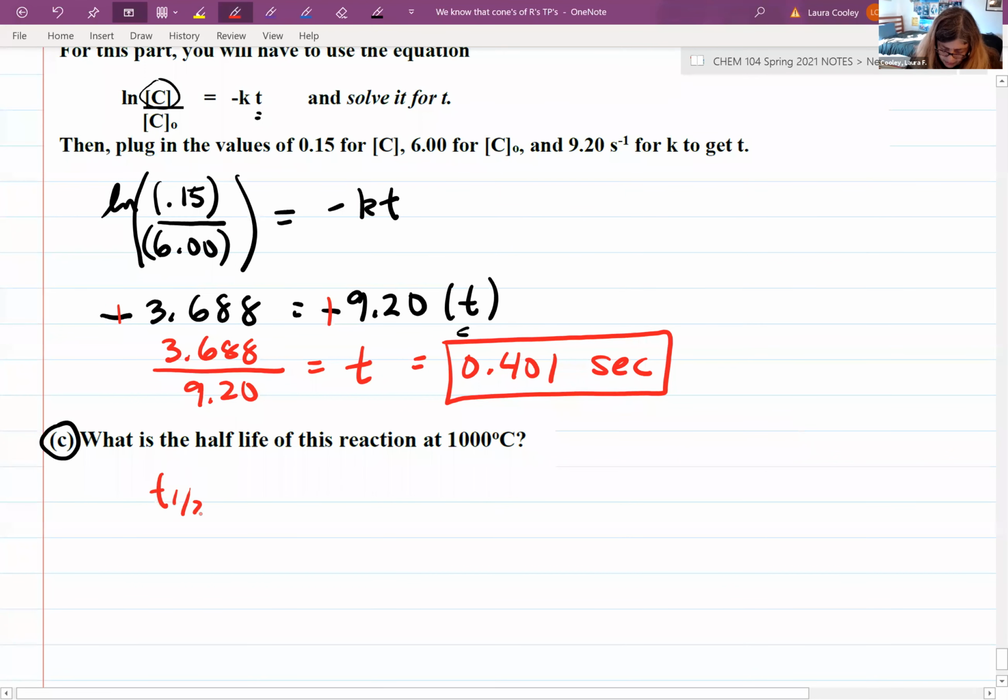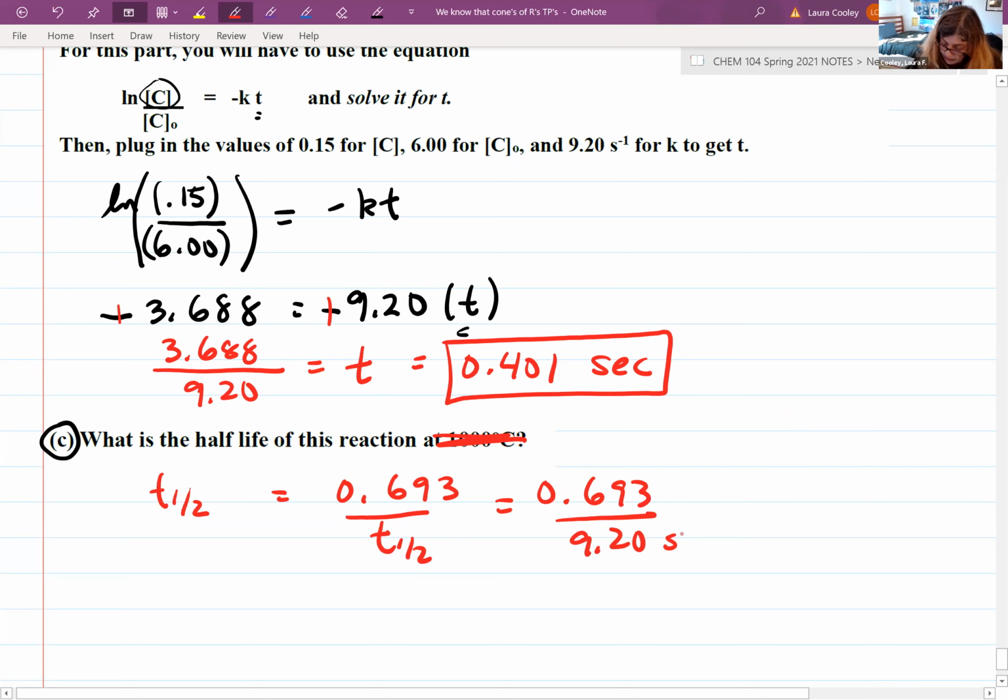What is the half-life of this reaction at 1,000? The whole reaction occurs at 1,000. All this information is about the reaction at 1,000. So this is just using 0.693 over t1/2, which is 0.693 over 9.20. Again, seconds to the -1 in the denominator becomes seconds. And it's 0.0753 seconds. So you could see that some reactions are a lot faster than others. This reaction has a half-life of less than 1/10 of a second.